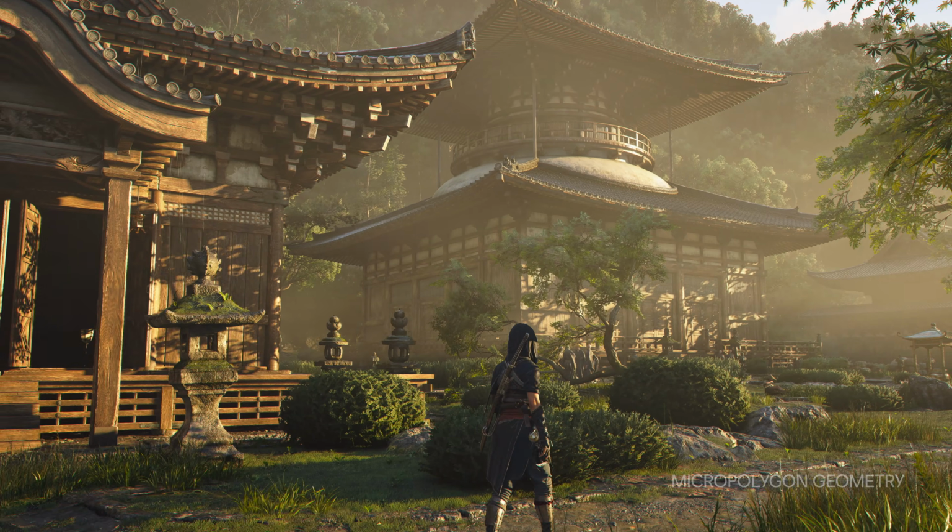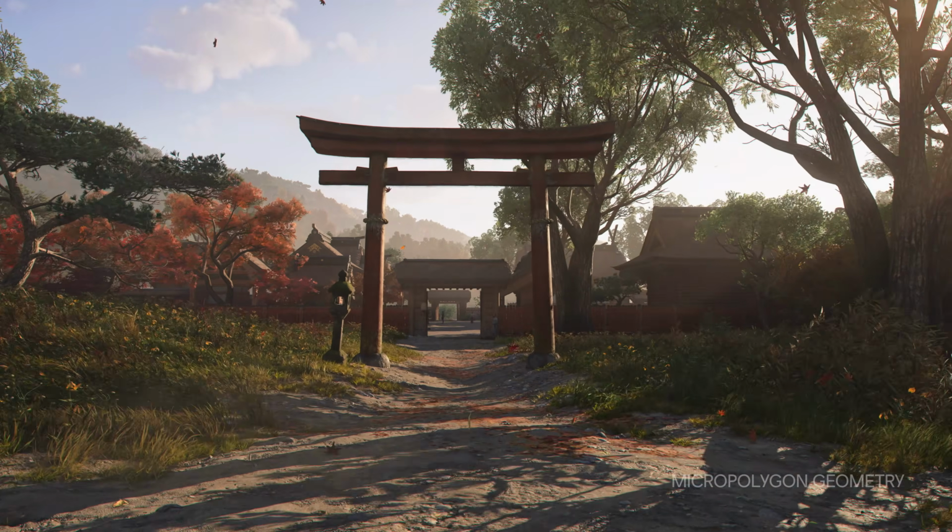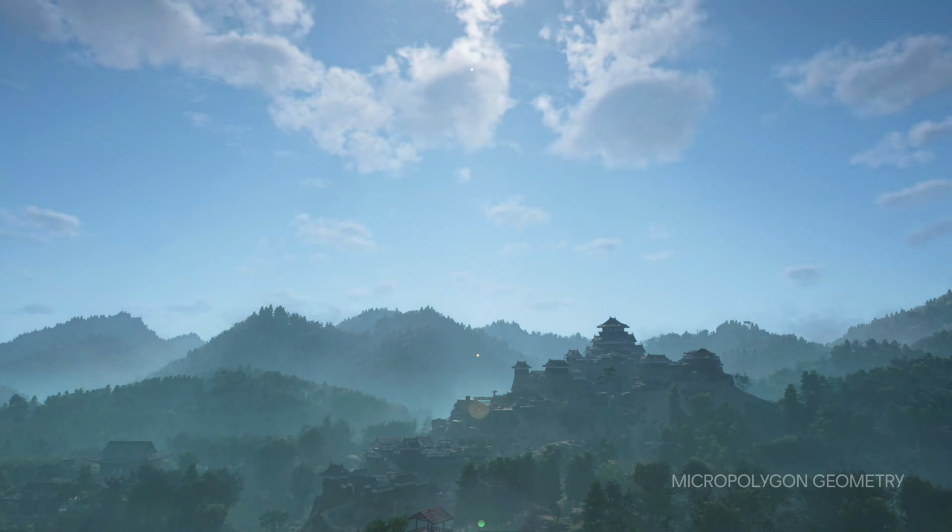Micropolygon Geometry is the perfect feature to cement Anvil as an open-world video game powerhouse, and to give the developers the means to achieve their ambitions.